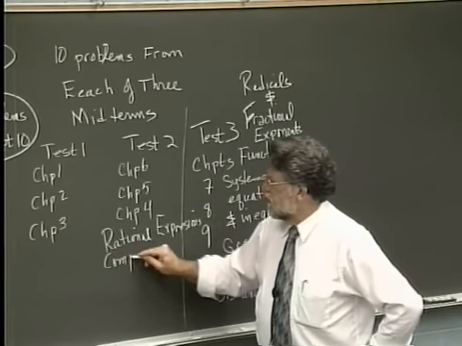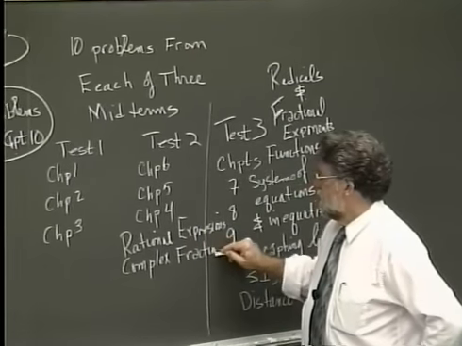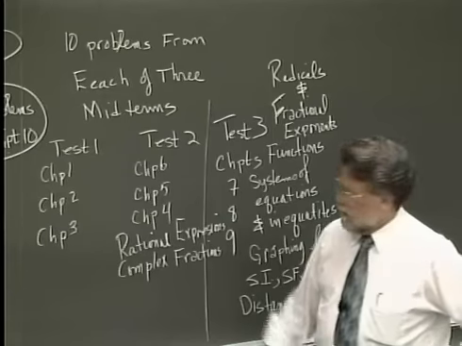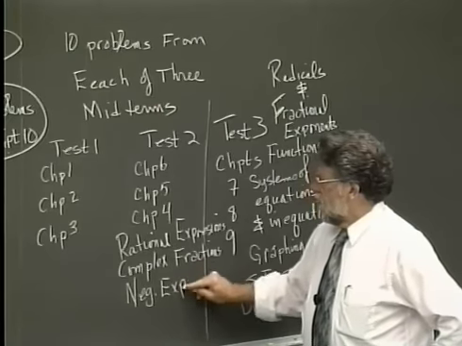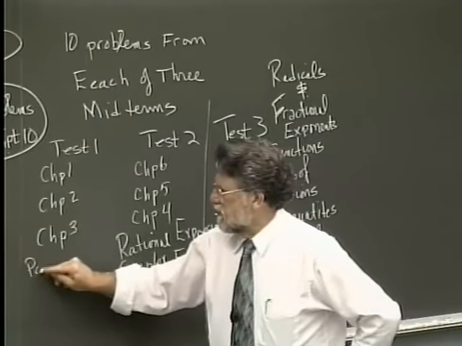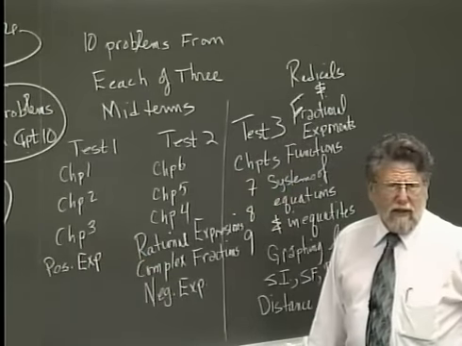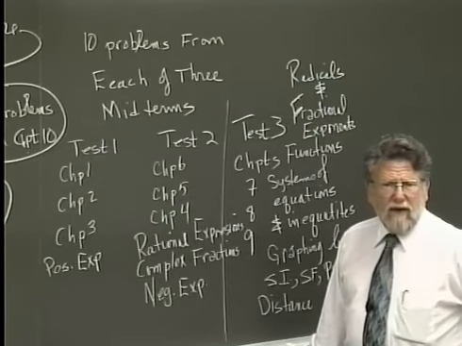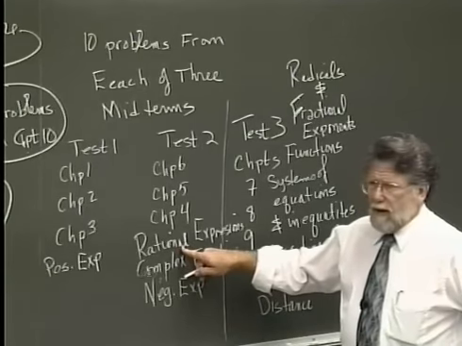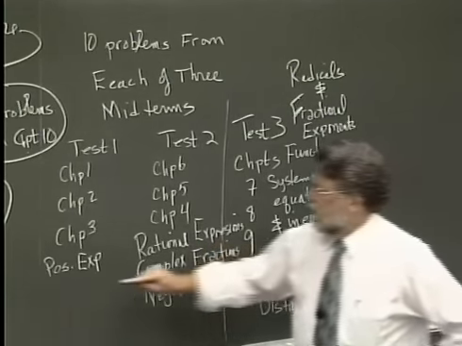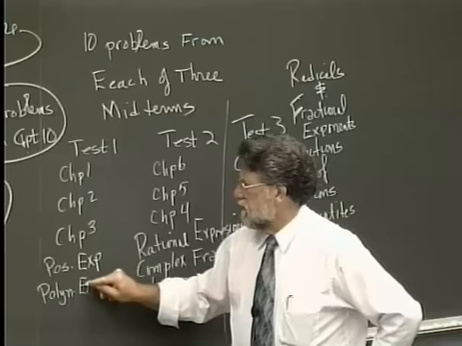Complex fractions. Okay, what else? Negative exponents. That's interesting in the sense that on the first test we had positive exponents, on the second test negative exponents, and on the third test fractional exponents. So that was a natural progression. Here we simplified rational expressions, and here, in a sense, we simplified just polynomial expressions.